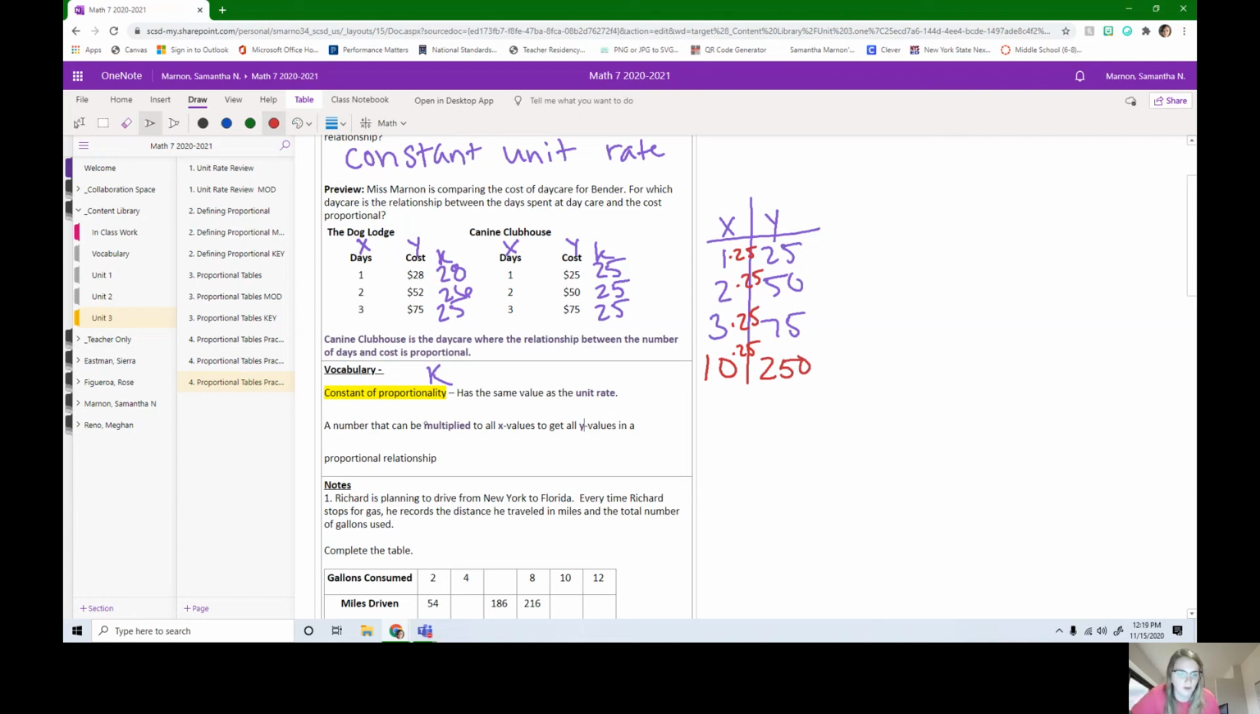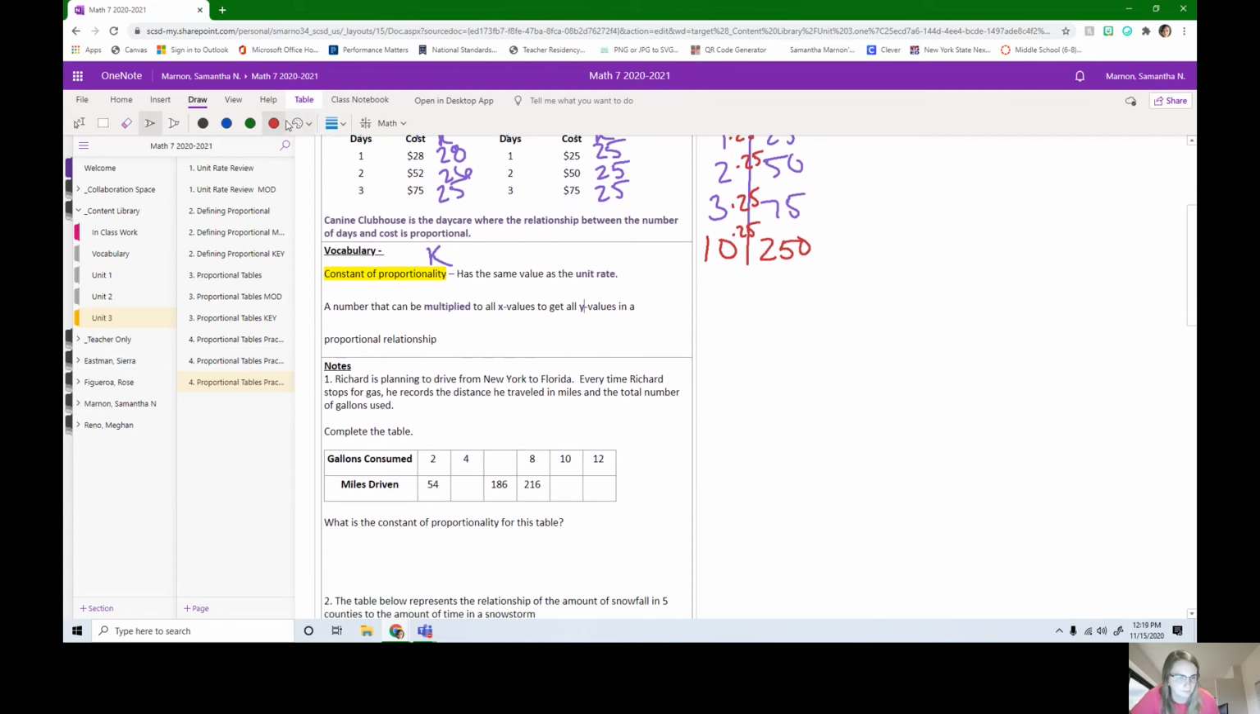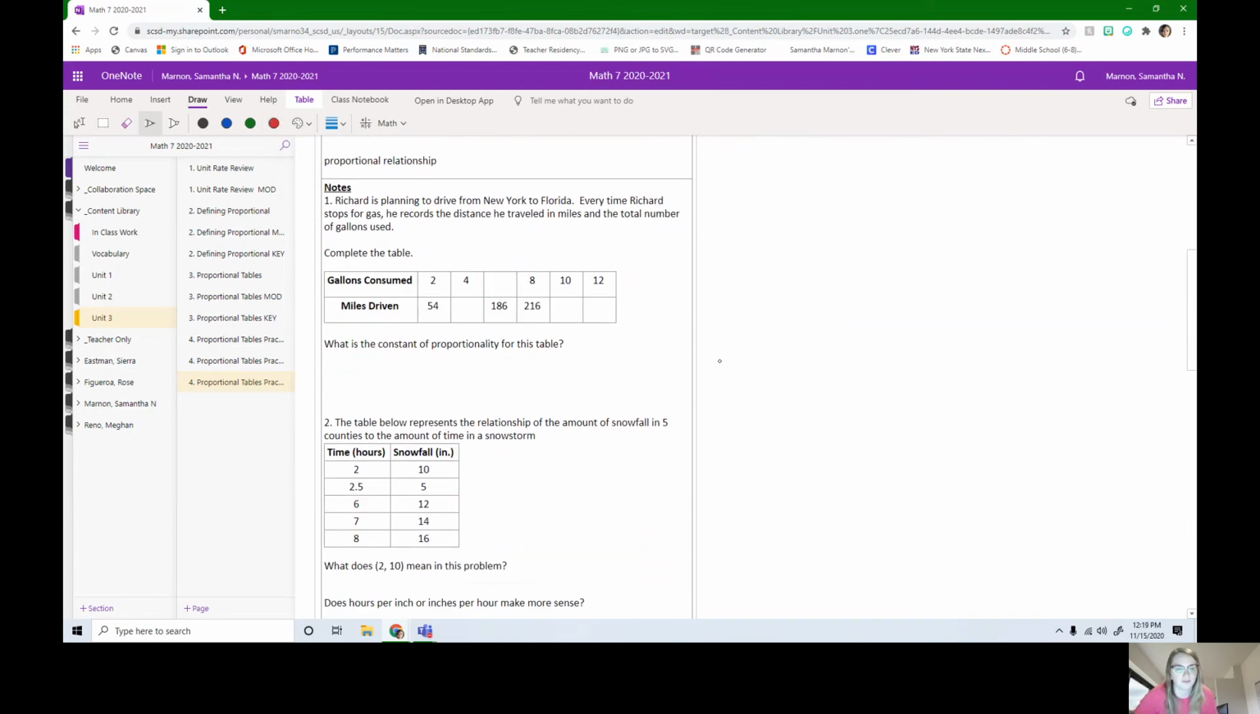So knowing that we have this constant of proportionality that we can multiply all X values by is going to help us in our next few problems. So in our next problem, we have Richard, and he's planning to drive from New York to Florida.